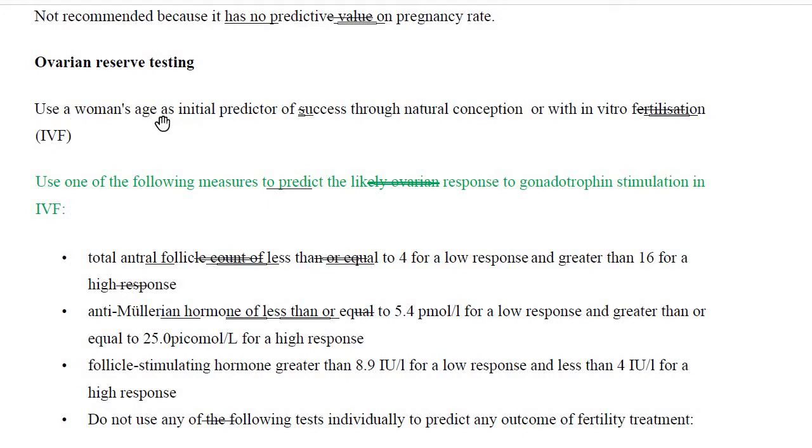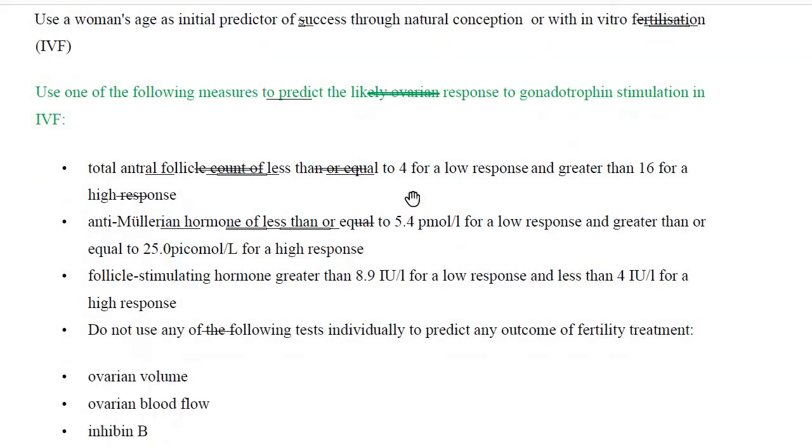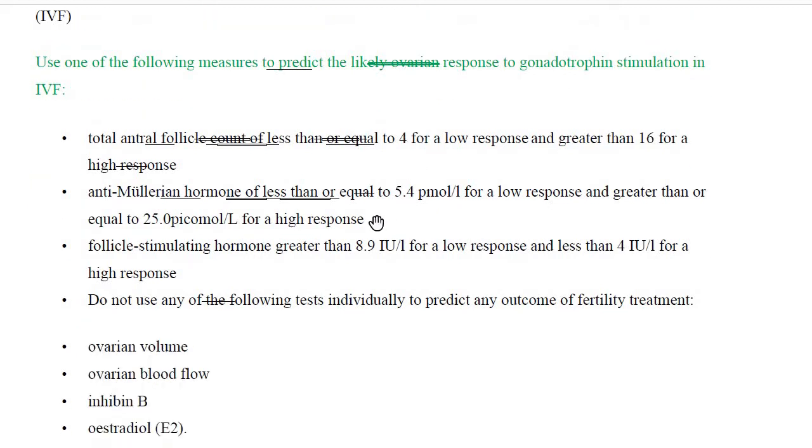Use a woman's age as the initial predictor of the success of natural conception or IVF. We can use one of the following measurements to predict the likely response of the woman to GnRH stimulation. Why is GnRH stimulation important? What do you think about it?